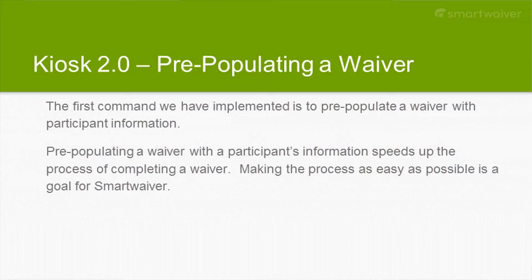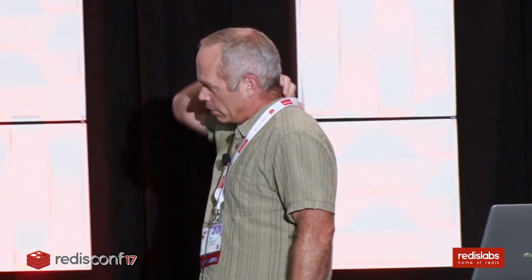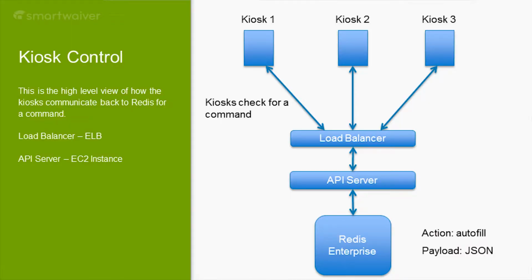So the first command we did was to pre-populate the waiver with the participant information. As I explained earlier, it just makes life a lot easier and faster for people. And we've turned this on in beta mode. And the key part to this is, it's a high-level version of how our AWS looks. All the kiosks are hitting the load balancer, the API servers, and then the API server, if it has the proper route, checks Redis for, do I have a command sitting there or not? If it's a miss, then it's a no-op, go back to sleep and wait a while.